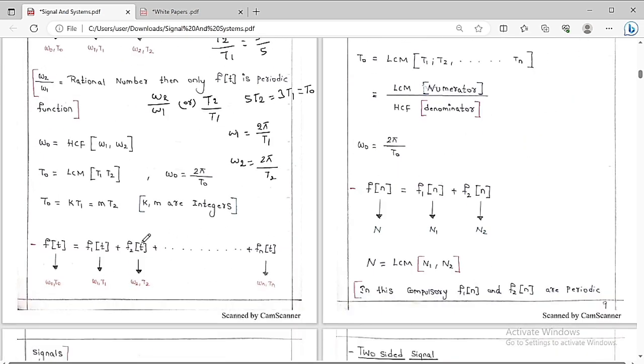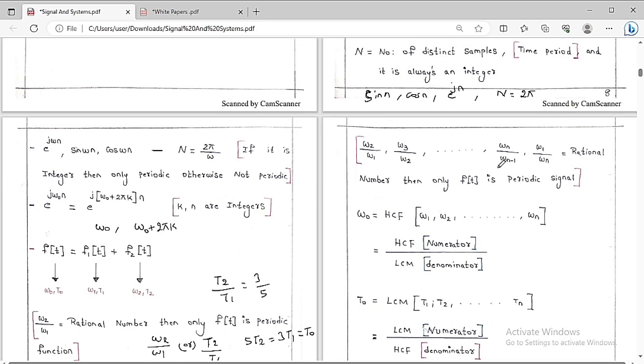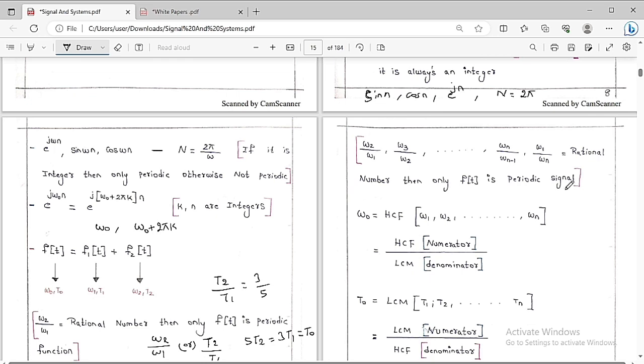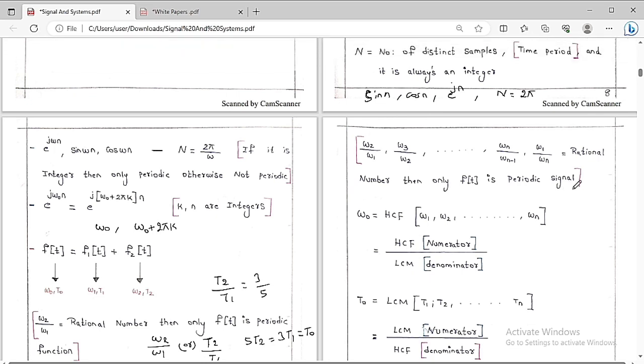So listen carefully. Omega 2 by omega 1, omega 3 by omega 2, omega 4 by omega 3, up to omega n by omega n minus 1, and again omega 1 by omega n. So do the ratio of all these things. If you get all of these as rational numbers, then only we can say f of t is a periodic signal. But if at least one of them is not a rational number, then we can say the overall signal is not a periodic signal.